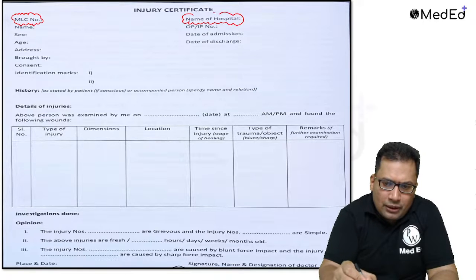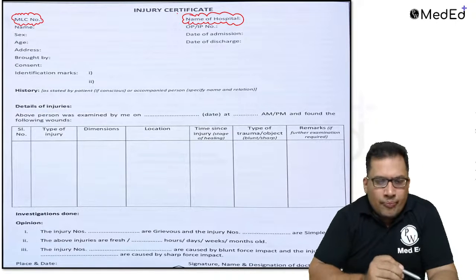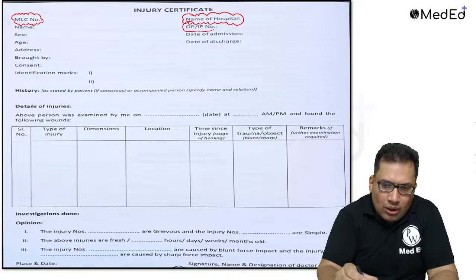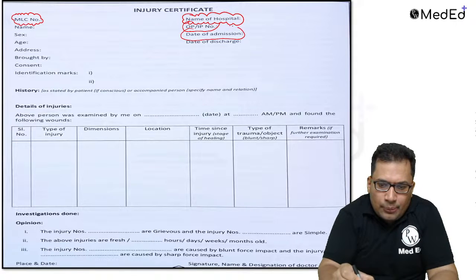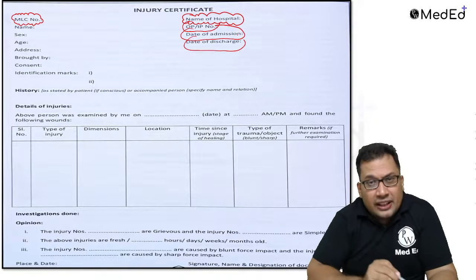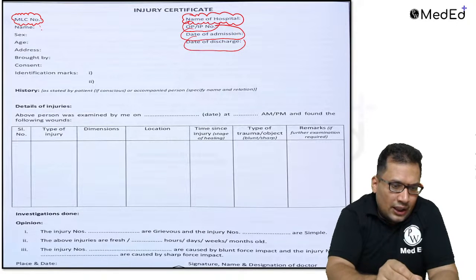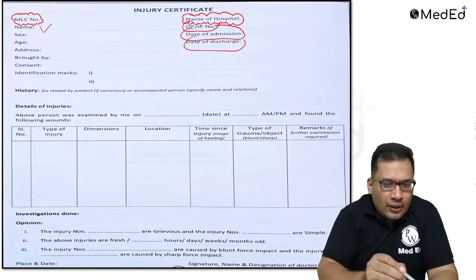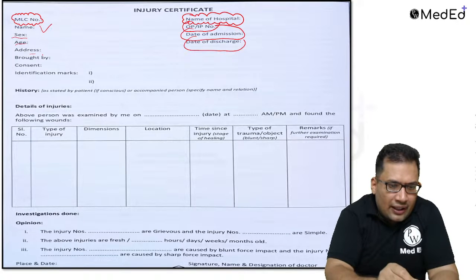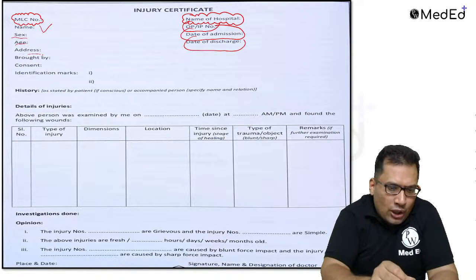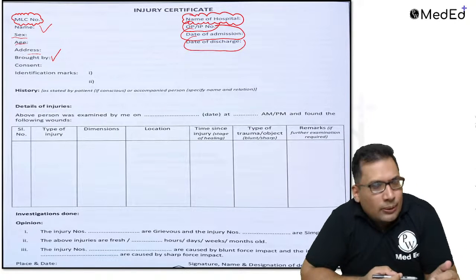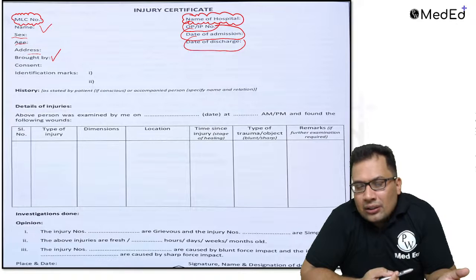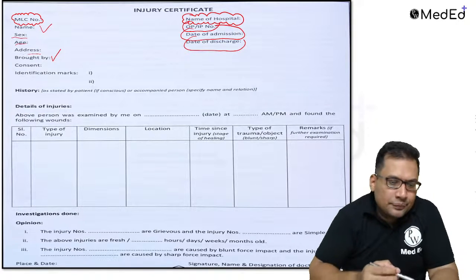Then the name of the hospital, OP number or IP number, date of admission and date of discharge if it is given, name of the patient, sex, age, address, brought by police constable or the attendant. You need to write the details of the attendant.